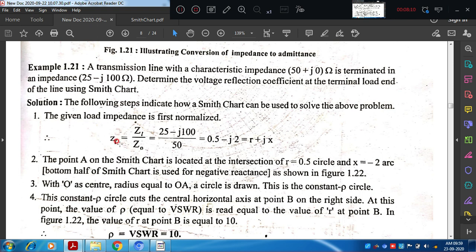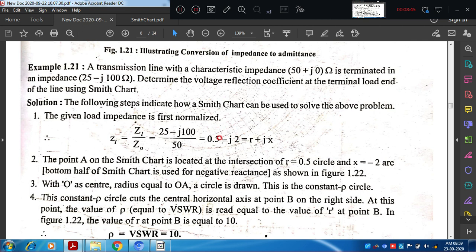So normalized impedance is what? Small zL, which is given as capital ZL by capital Z0, where capital ZL is what? Load impedance. Load impedance is given 25 minus J100. Z0, it is a characteristic impedance, it is a 50, right? So if I take this one, 25 minus J100 by 50, so this results in what? 25 by 50, 0.5, minus 100 by 50, it is a 2. It is of R plus jx. Here R is what? Pure resistance part, it is a constant resistance circle related.